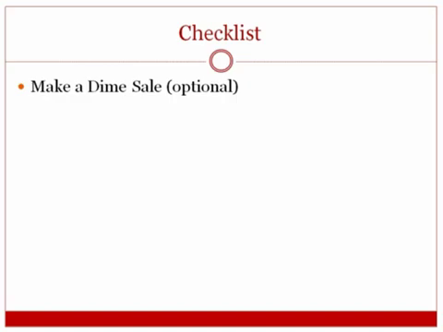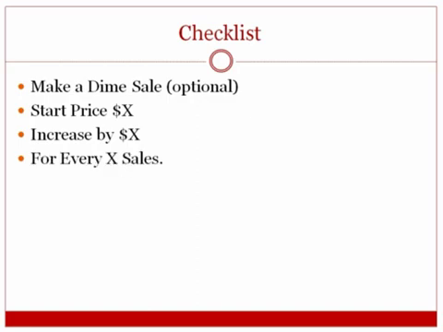But if you want to make a dime sale, which basically means that you start at a lower price and then every time somebody buys, it increases a certain amount until it hits a maximum price. So you're going to need to know the starting price. You're going to need to know how much it increases by for every sale.